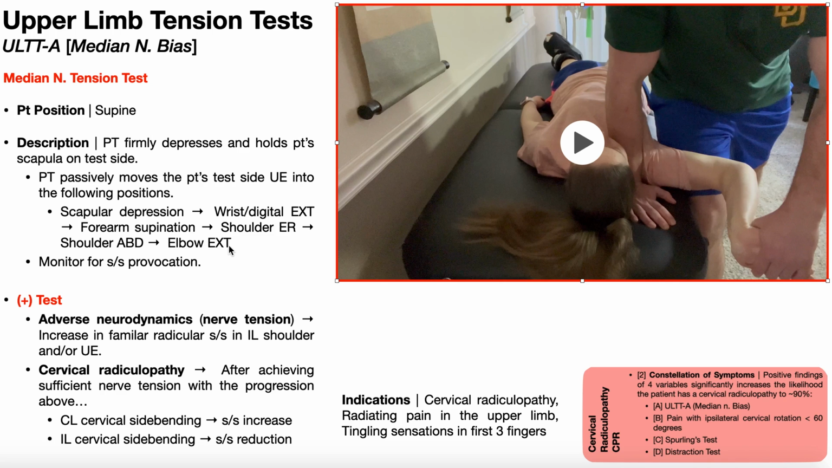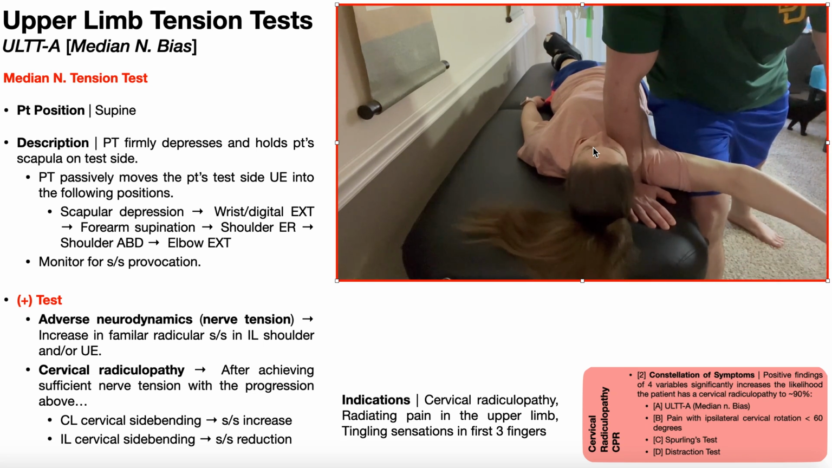And the final thing I'm going to do in this sequence is add elbow extension while maintaining these other things like wrist and digital extension and forearm supination. And right here, or at any point before this, she may feel that nerve tension, and she's going to tell me, of course. Now, what constitutes a positive test depends on what you're looking for. If you're simply looking to see if they've got adverse neurodynamics or nerve tension, which might be common in people following a traumatic brain injury, maybe a motor vehicle accident or a fall, then all you're looking for is an increase in familiar radicular or nerve type of symptoms in the ipsilateral shoulder or upper extremity, meaning on this test side. If they have any of those things, that certainly constitutes adverse neurodynamics, and you should probably give them a median nerve glide as the treatment.